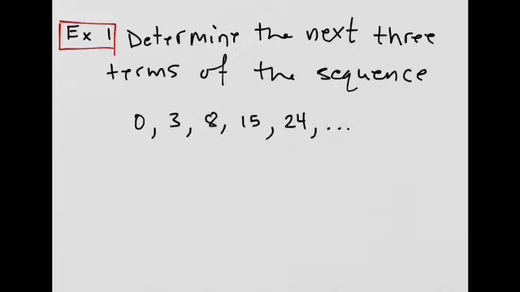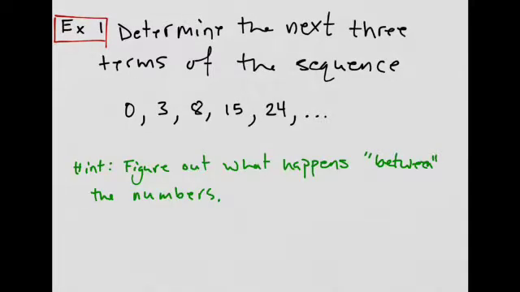So the instructions say to determine the next three terms of the sequence, 0, 3, 8, 15, 24. So in a minute we'll write it down, but the hint is to figure out what happens between the numbers. So how do we get that? Okay, so that's what we're saying. How do we come up with that?